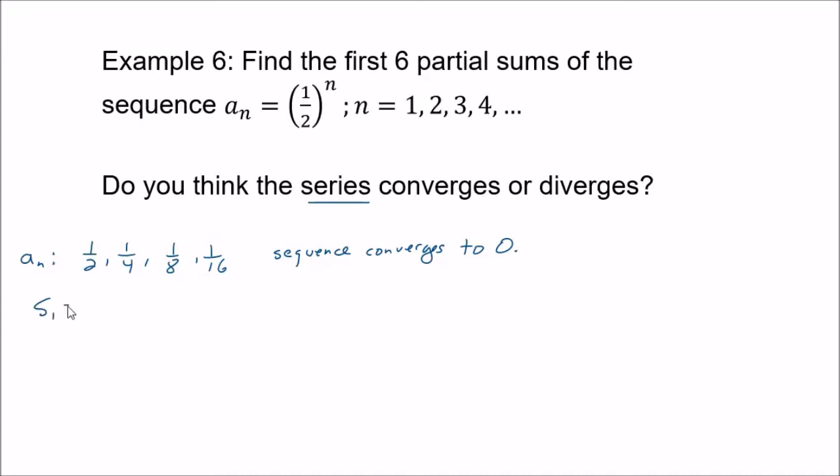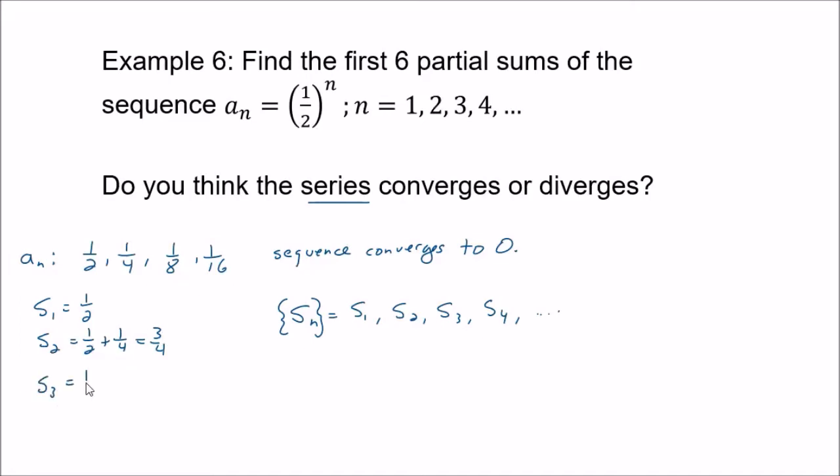Okay, so s sub 1 is 1/2. S sub 2 equals 1/2 plus 1/4. I'll go ahead and write it out. 1/2 plus 1/4, that's 3/4. Okay, so we're generating a new sequence that's created by the terms of the partial sums. All right, this is our new sequence that we're looking at. And we want to know if this sequence of partial sums converges, which means the series converges. The series meaning adding up all the terms of a sub n.